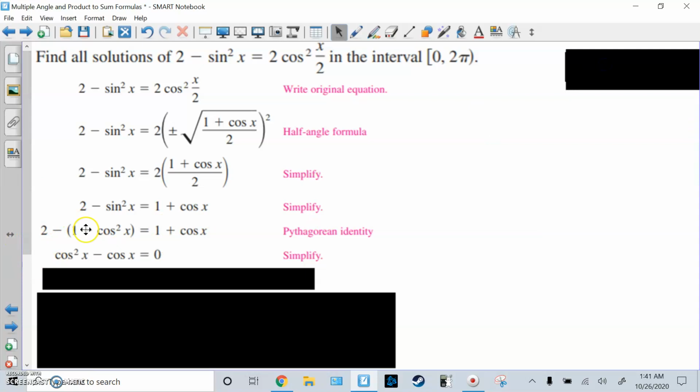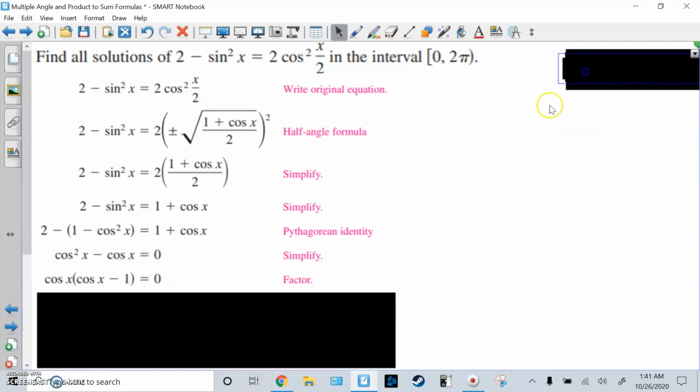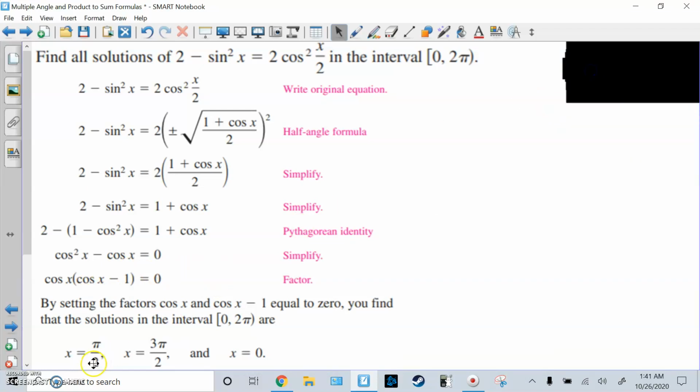So they distribute the negative 1, combine like terms, move things over. Here you can factor out cos x, and you get cos x minus 1. Set them both equal to 0. You'll get these three answers from 0 to pi. If I wanted the general solution, I would add 2 pi to all three of these. And actually, these two are pi apart, so I should say pi over 2 plus pi n, and then 0 plus 2 pi n.